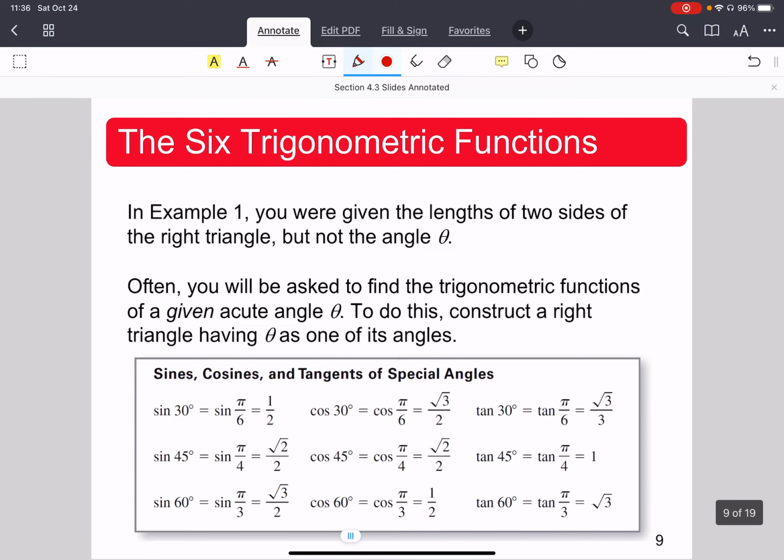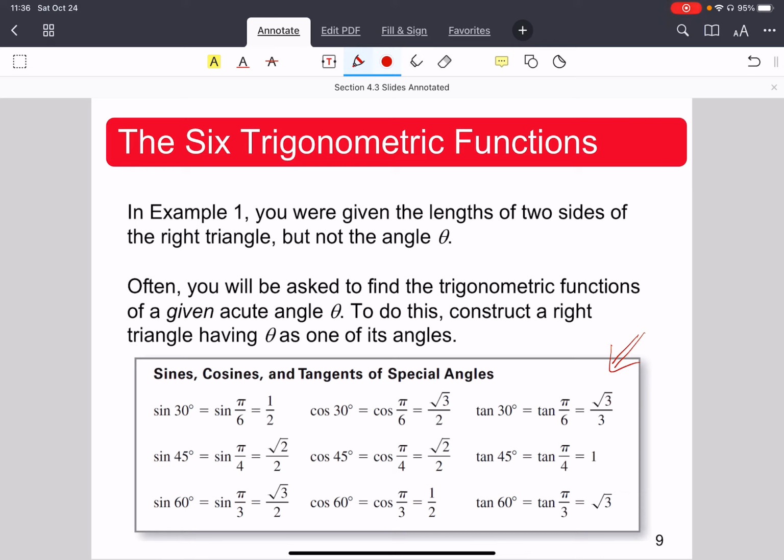So next thing I'm going to do is, in general, we will be asked to find trig functions of a given acute angle. To do this, we generally construct the right triangle having theta as one of its angles. And then these are special angles that are used a lot in mathematics. We provide that table, and this table is generally very helpful when solving problems.